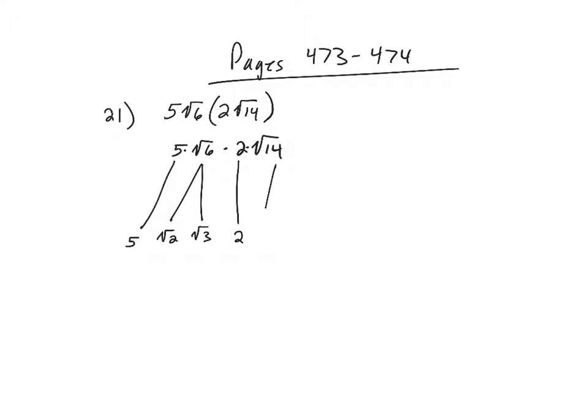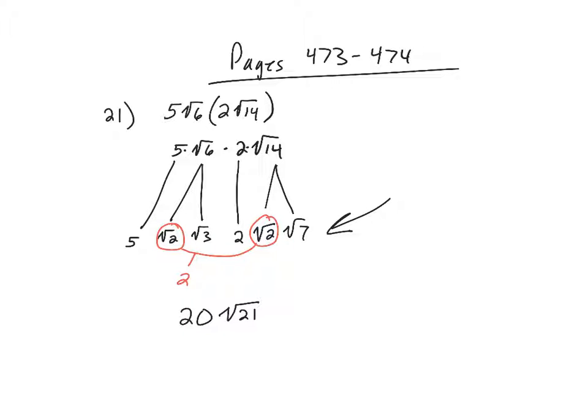And then the square root of 14 can be written as the square root of 2 times the square root of 7. Now what I do is I look for buddies, and I see I've got 2 buddies here, and they're going to come out as a 2. So what I end up with is 5 times 2 times 2, so that's 20. And then the only radicals I have left are the radical 3 and the radical 7, so I multiply those back and get radical 21. Once you get down to your bottom row, you're going to multiply non-radicals together and then multiply radicals together to get your final answer.